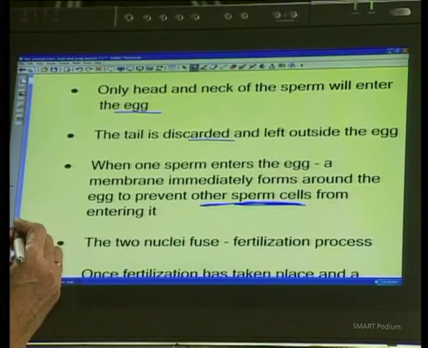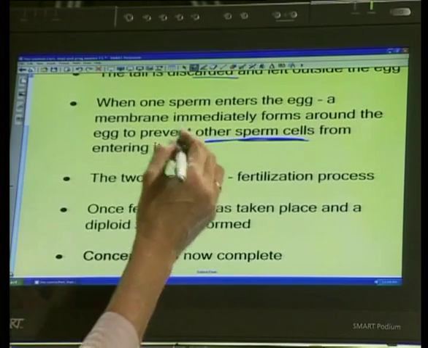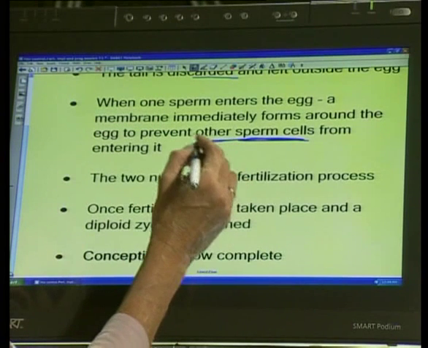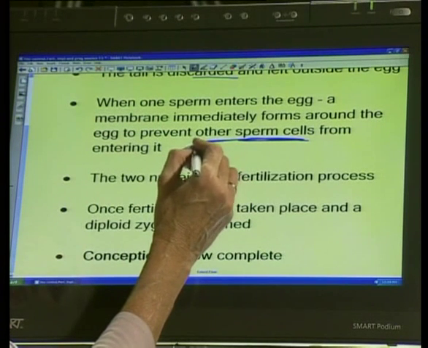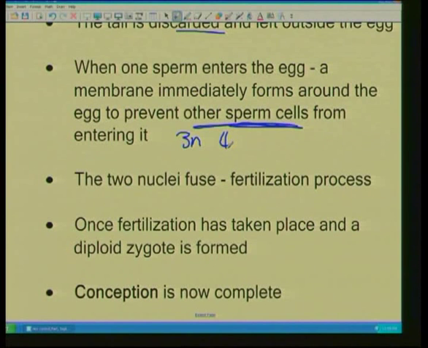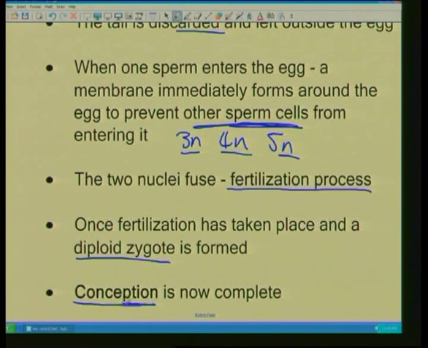Okay, now, because remember, if another sperm cell goes in there, we're going to end up with something that is triploid, and that we can't have in human beings. Now, the two nuclei form and fertilization has taken place. When fertilization has happened, we've got our diploid zygote, and we say now conception is complete.